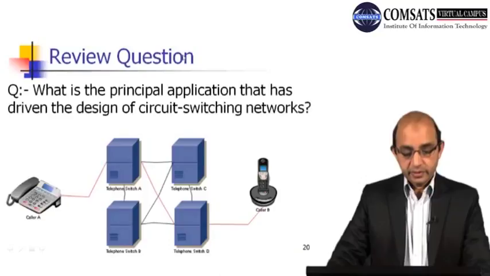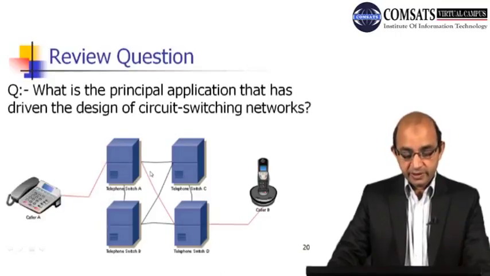So review question: what is the principal application that has driven the design of circuit switching network? So we have to give the main example, where the switching circuit network is used. So here we have a very conventional PSTN network. So this is the subscriber line.